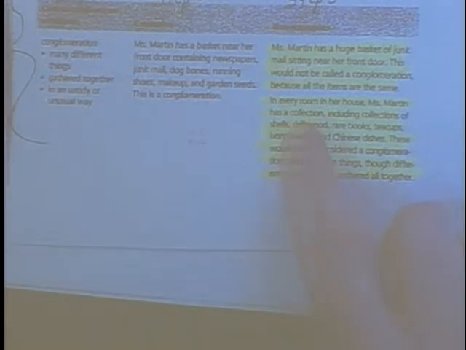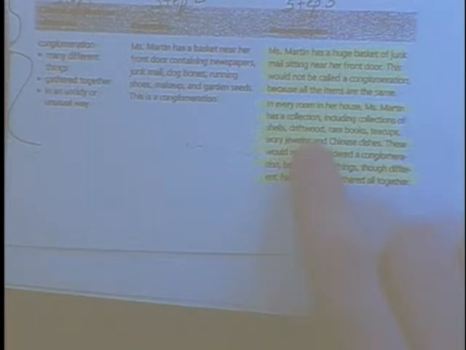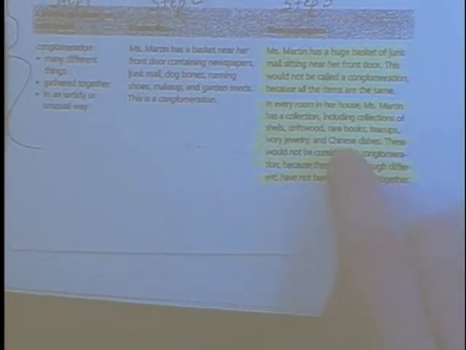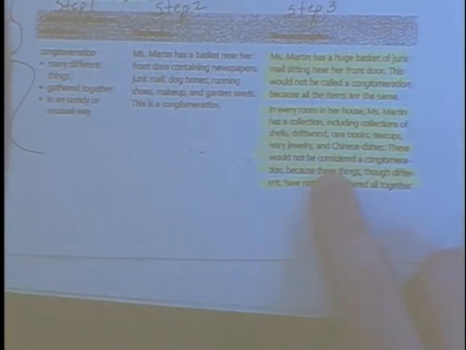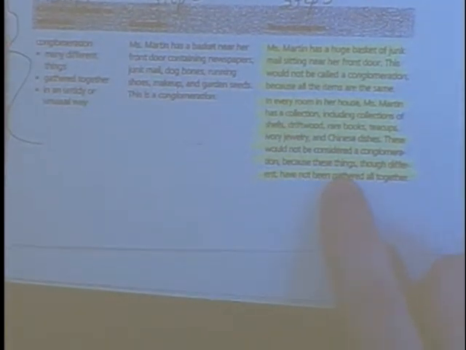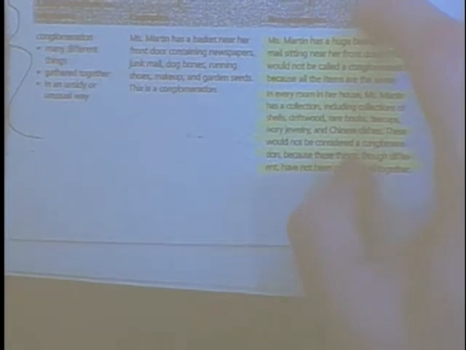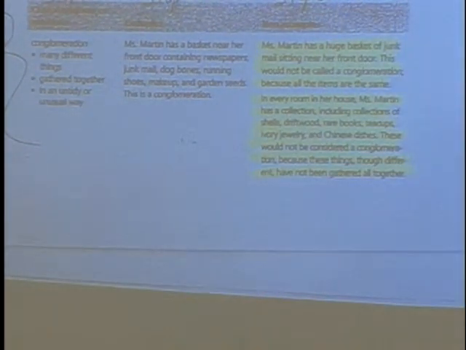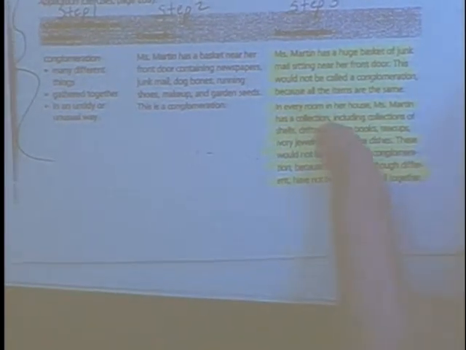In every room in her house, Miss Martin has a collection, including collections of shells, driftwood, rare books, teacups, ivory, jewelry, and Chinese dishes. I think she was on that show Hoarders. That's what it sounds like to me. These would not be considered a conglomeration because these things, though different, have not been what? Gathered together. So do you see how we have some of those attributes that are common attributes, but some are not? That's a tough thing sometimes to decipher.